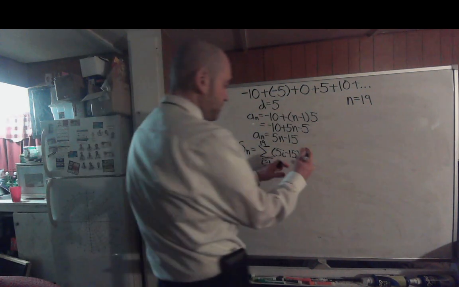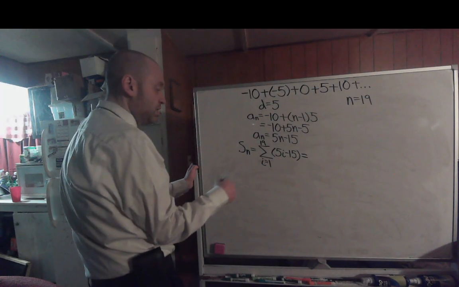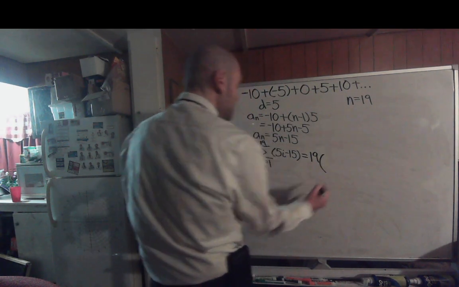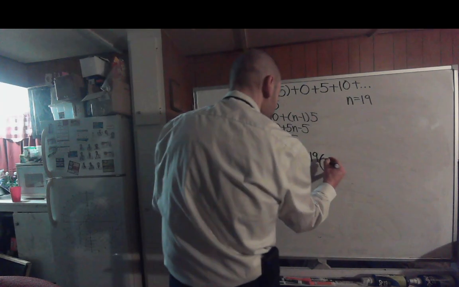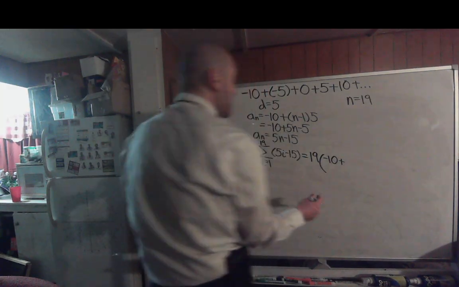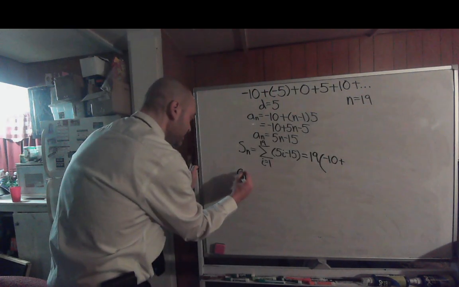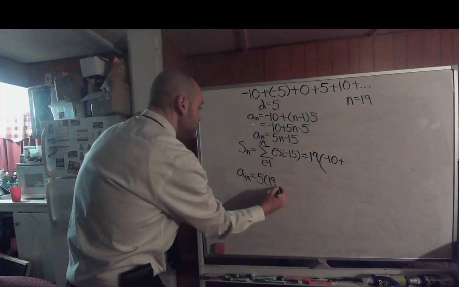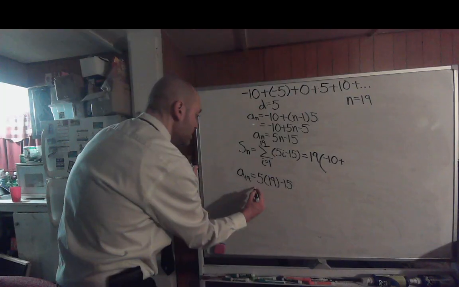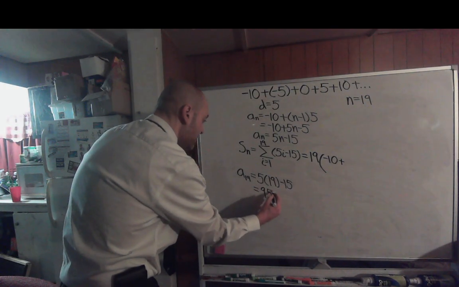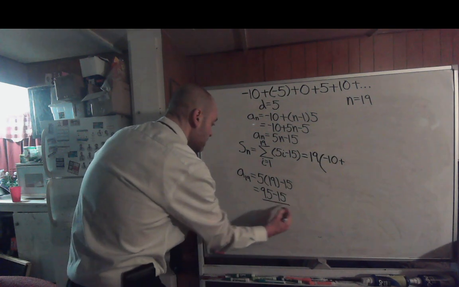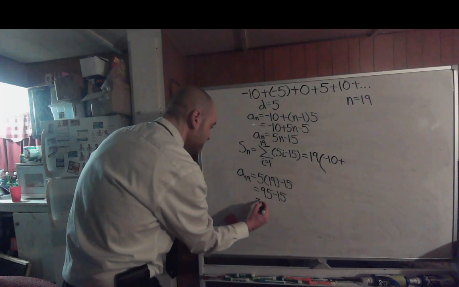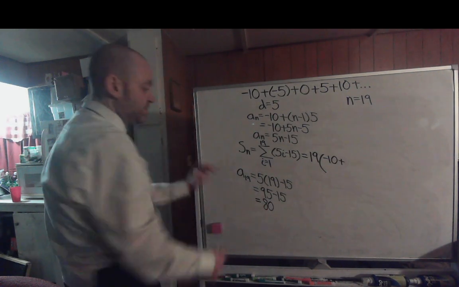Now, for the sum of this arithmetic series. Let's break this down. So there are 19 terms, so the sum would be 19 times the quantity of your a sub 1, which is negative 10, plus your a sub n, so we got to find a sub 19. So let's go ahead and find that. That's going to end up being 5 times 19 minus 15, which would end up giving you 95 minus 15. I don't know where I'm getting a denominator from. I'm thinking of the next step. So 95 minus 15 is 80. So your 19th term is 80.